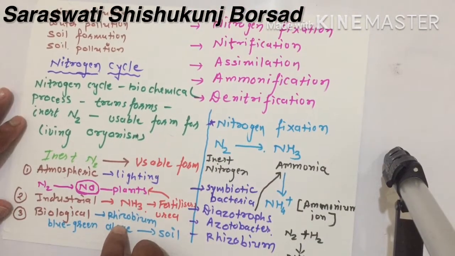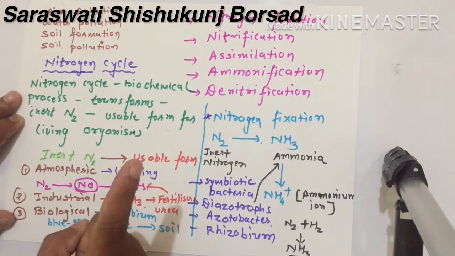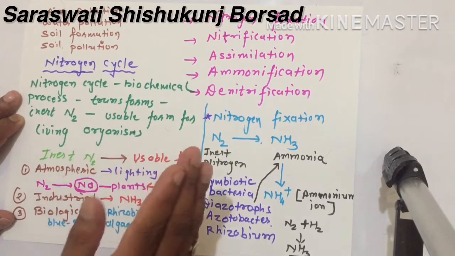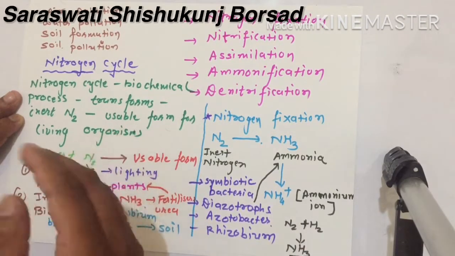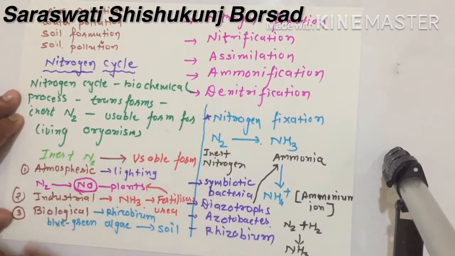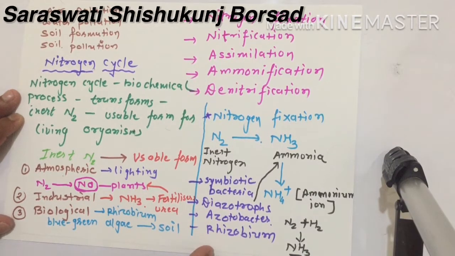So see, the first step is nitrogen fixation. What is the concept of nitrogen fixation? In the process of nitrogen fixation, inert nitrogen is converted into usable components like ammonia. That ammonia can be converted into ammonium ion. It is done by different symbiotic bacteria like diazotrophs, azotobacter and rhizobium, right?